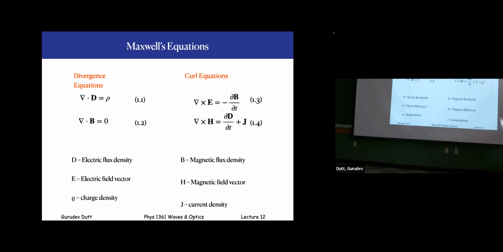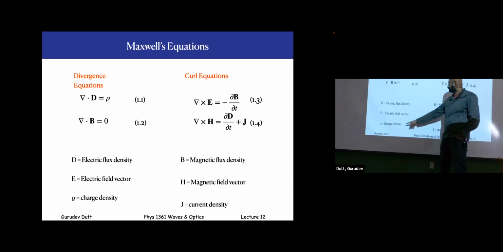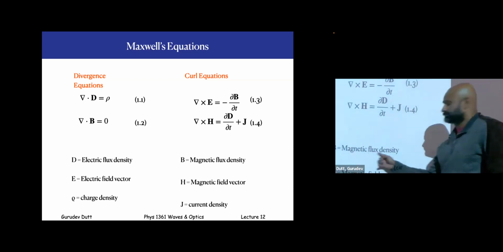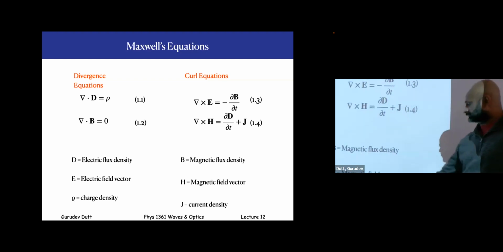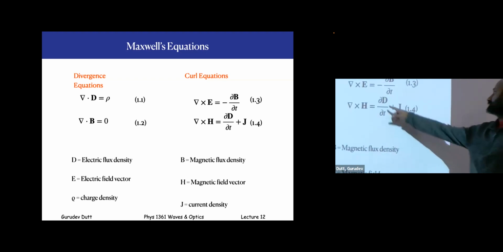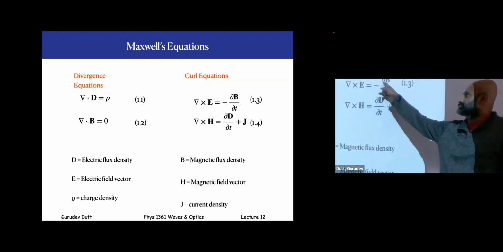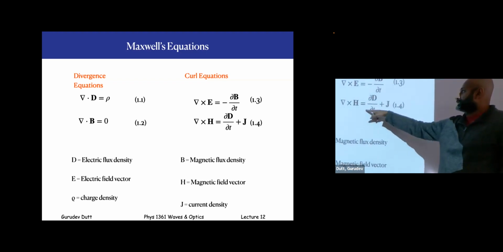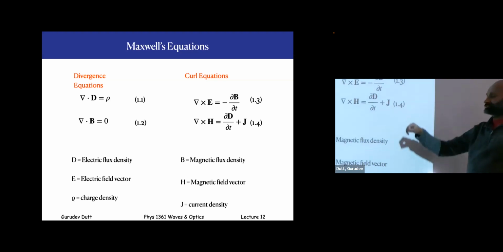Okay, so to begin with, I'm showing you Maxwell's equations. There are two classes of equations out of the four. The first class is the divergence equations, which go as del dot D equals rho, del dot B equals 0, where D is the electric flux density, E is the electric field vector, and rho is the charge density. B is the magnetic flux density, H is the magnetic field vector, and J is the current density. And then we have the curl equations: del cross E equals minus dB/dt, del cross H equals dD/dt plus J.